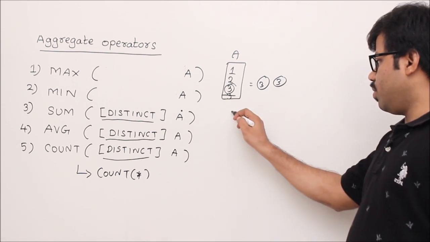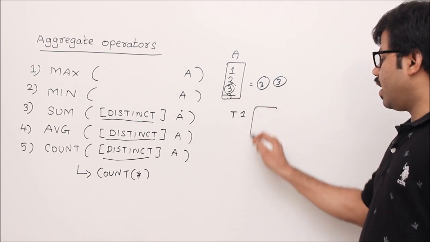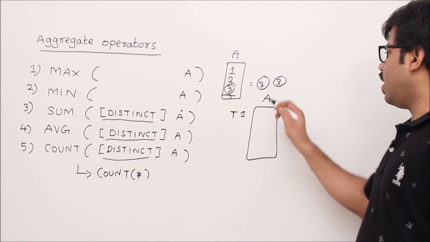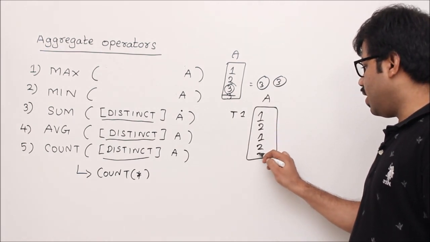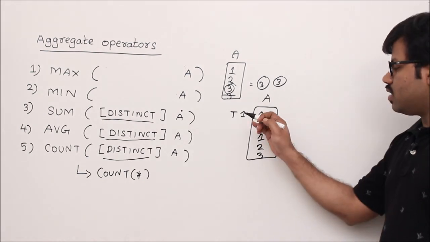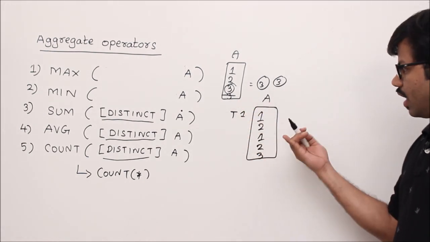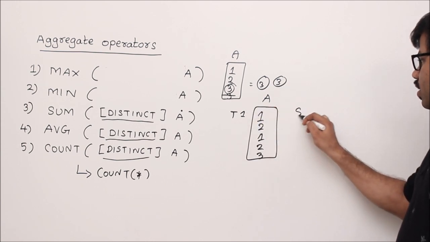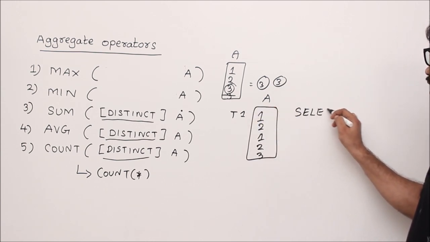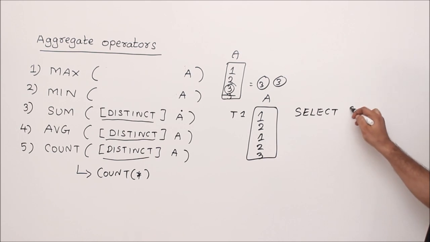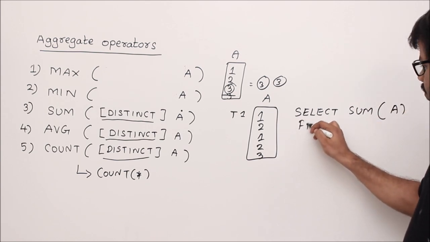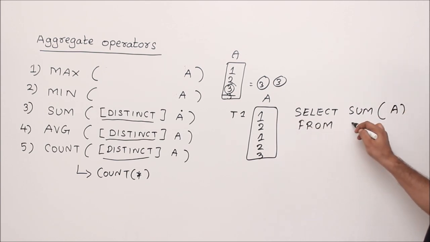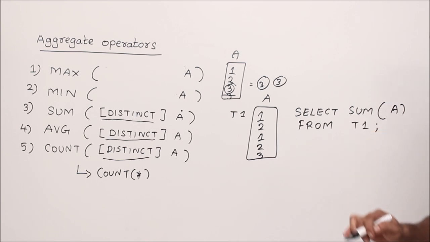Example, let's say you have a table, and the table contains a column A, and your values are, let's say, 1, 2, 1, 2, 3. Then this T1 is nothing but a table. Then if I write this query, what happens? We'll see. Select sum of A from table T1, right? You will write this kind of query.